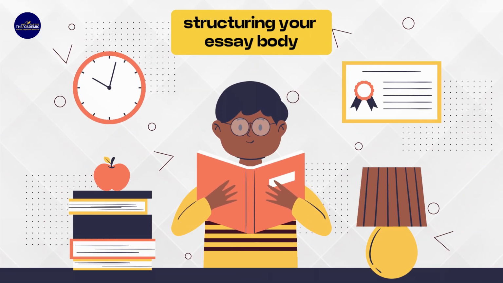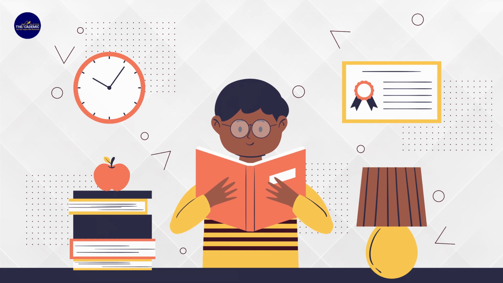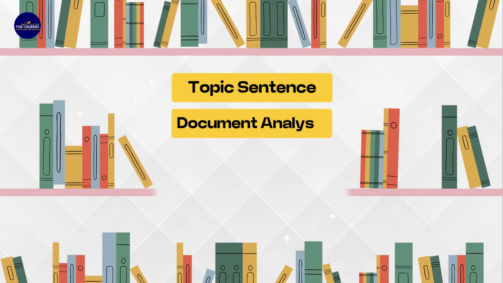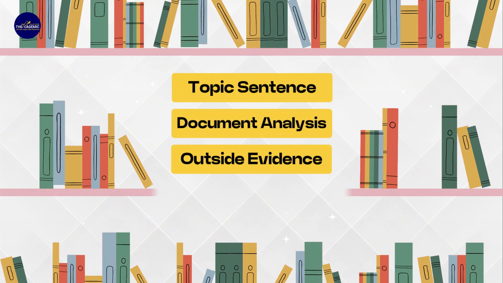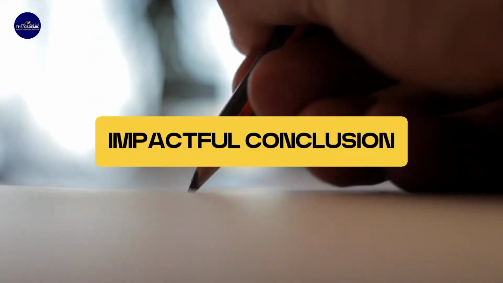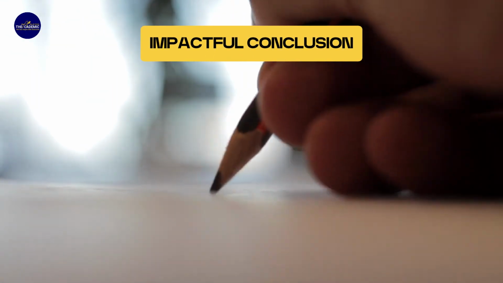A DBQ essay has 3 to 4 body paragraphs, and every paragraph has the same elements. Have a look at what these are. Topic sentence, document analysis, outside evidence. Ensure the transition. At the end, you have to write an impactful conclusion. For this, you have to follow the steps below.